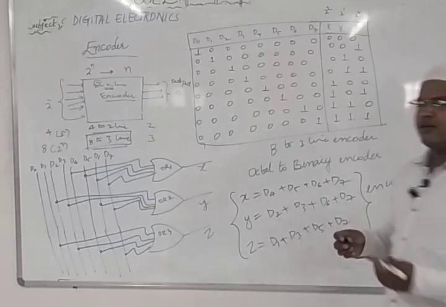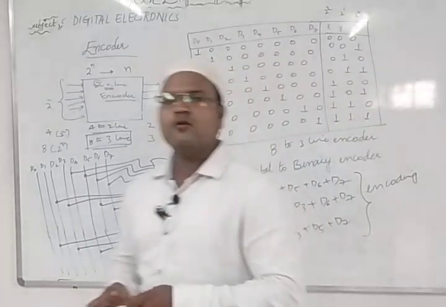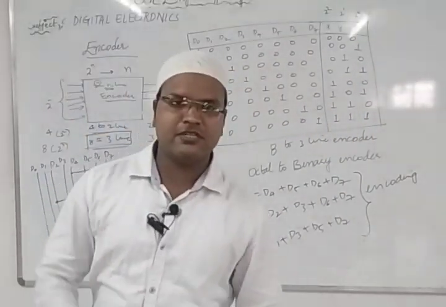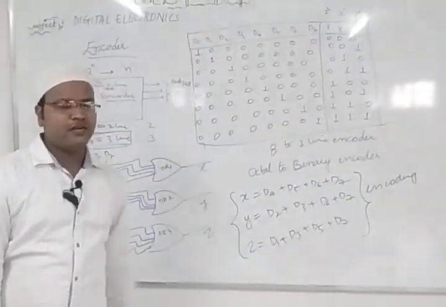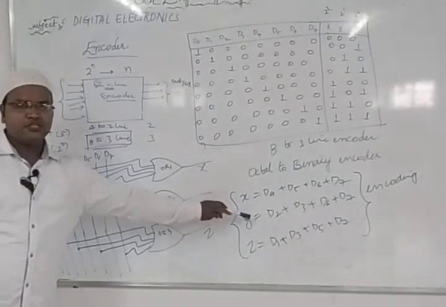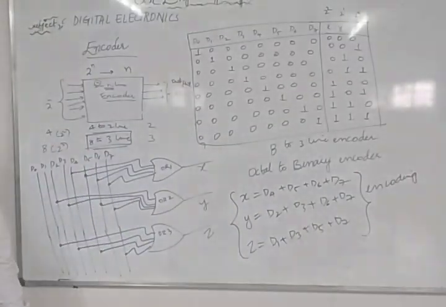After that, your complete 8 to 3 line encoding of the sequence has been done. These 8 input sequences we encoded into X, Y, Z. The combination is here and the gate level design is over here. So make a note of this 8 to 3 line encoder or octal to binary encoder. This is the way you need to go about designing the encoding sequence.